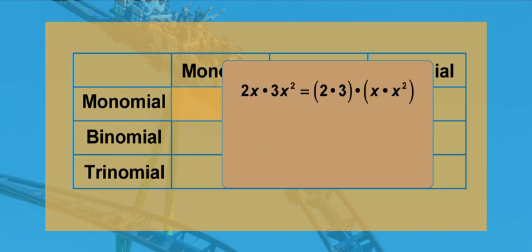Here you see two expressions. One is the product of the numbers, the other the product of the variables. The numerical product is straightforward, but when multiplying the variables, remember the laws of exponents. When multiplying x and x squared, since they have the same base, x, then add the exponents. The product is 6x cubed. Multiplying monomials is important because it's the basis for multiplying any polynomials, as you'll see.